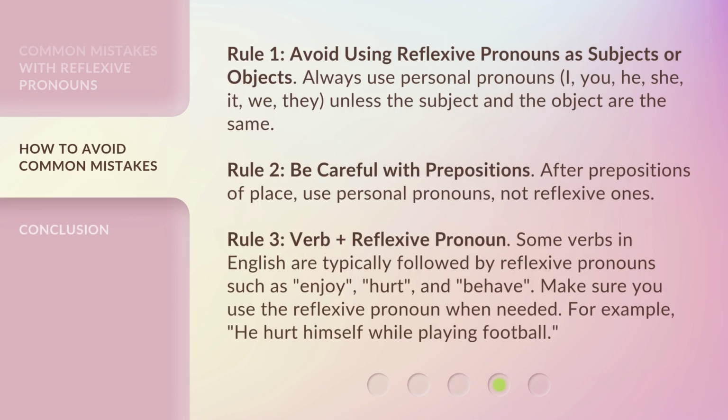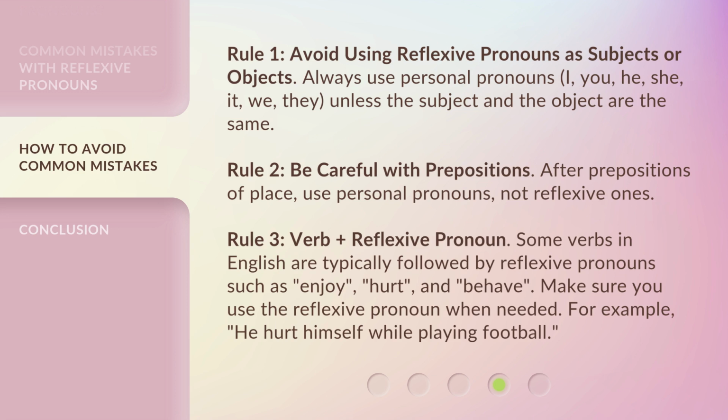Rule 1. Avoid using reflexive pronouns as subjects or objects. Always use personal pronouns: I, you, he, she, it, we, they, unless the subject and the object are the same. Rule 2. Be careful with prepositions. After prepositions of place, use personal pronouns, not reflexive ones.